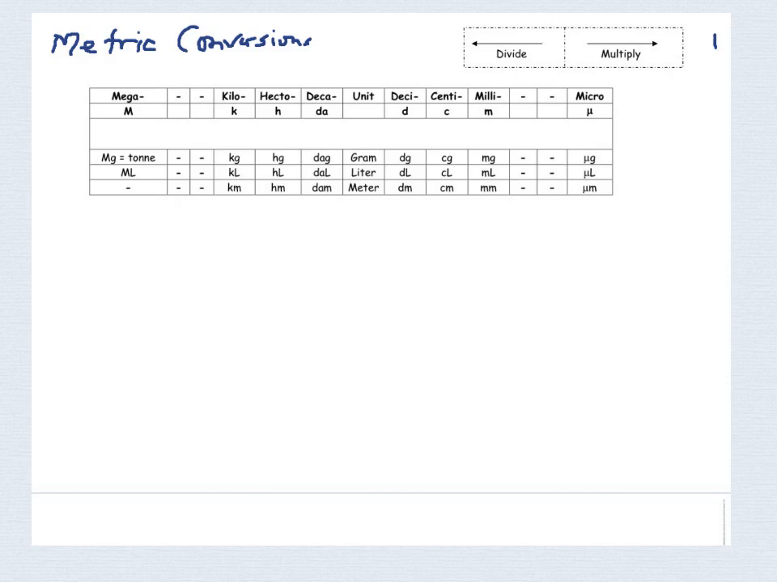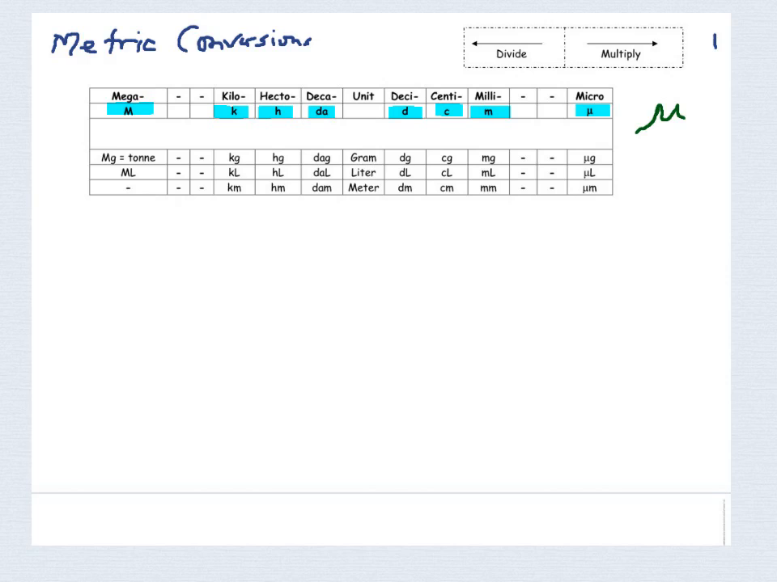To start you off, you need to know the prefix for kilo is a K, the prefix for hecto is an H, deca is a DA, deci is a D, centi is a C, milli is an M. On the far left and far right, there are big units of measure and little units of measure. The mega is a capital M, and the micro is a lowercase, funny looking U. It's called a mu, the Greek symbol. That's called a mu.